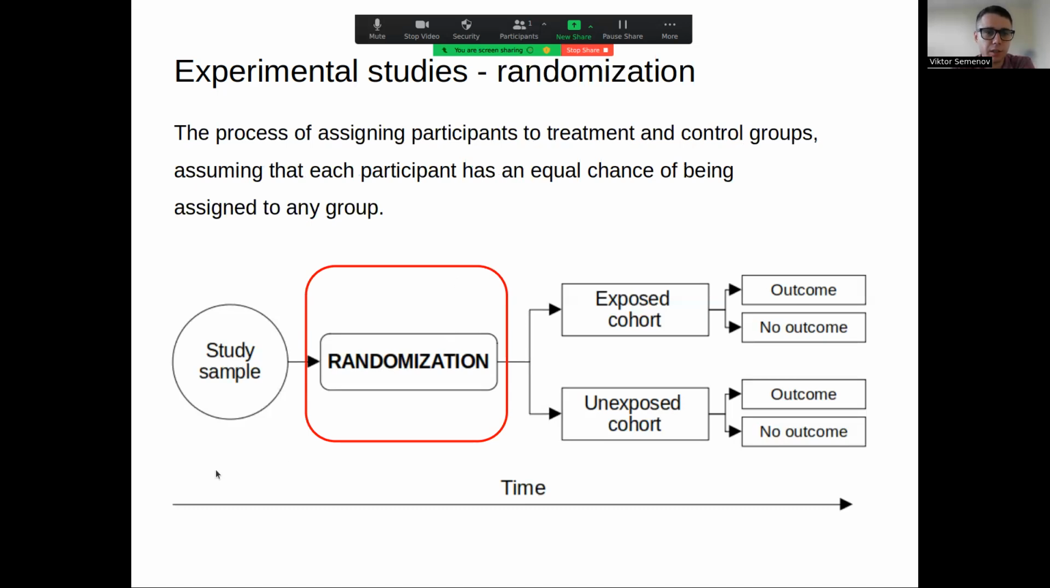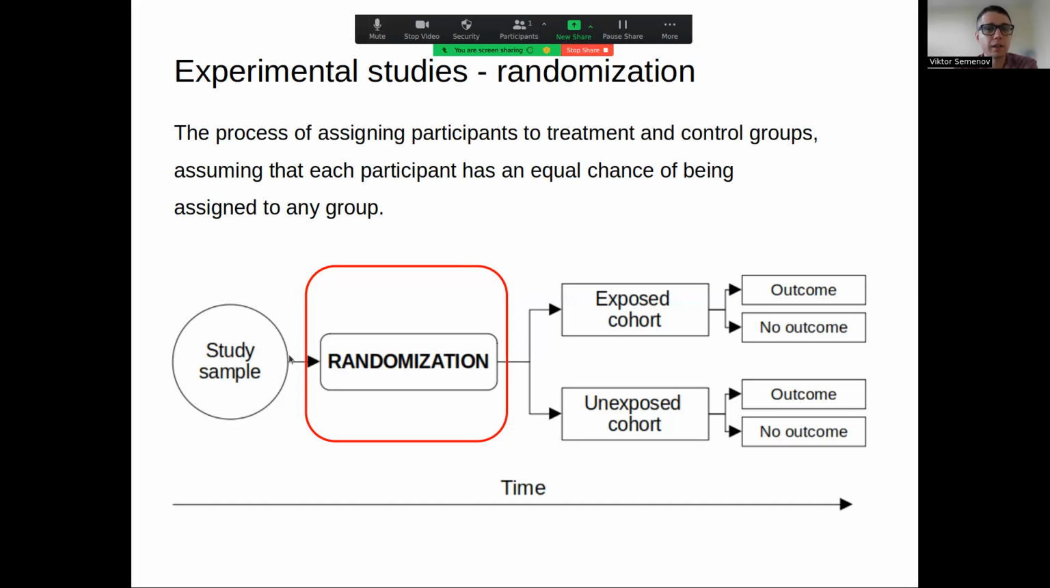Because in this study sample, we usually try to form the study sample to have participants as similar as possible. So to have a more or less homogeneous population, which will be different only in one parameter, and this parameter is the exposure. So we would like these two cohorts to be ideally the same, with the only difference being the exposure.